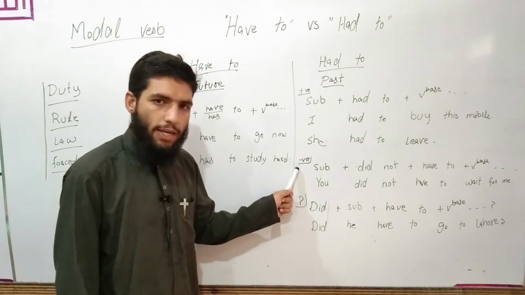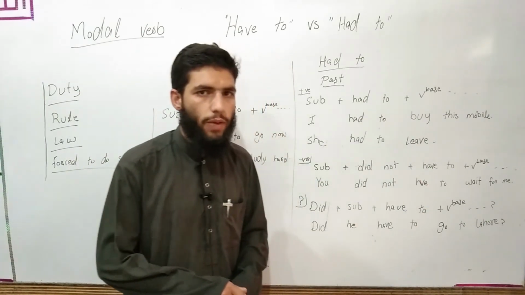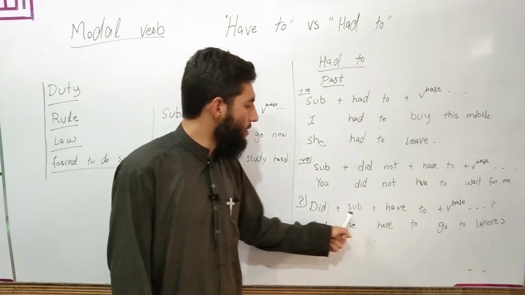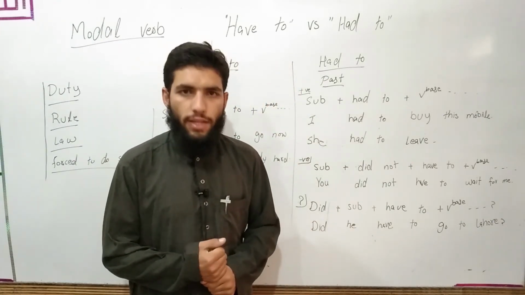That's it. Next, the negative structure is subject plus did not plus have to plus verb base form and rest of the sentence. And the interrogative structure is did plus subject plus have to plus verb base form and rest of the sentence. That's it for today.